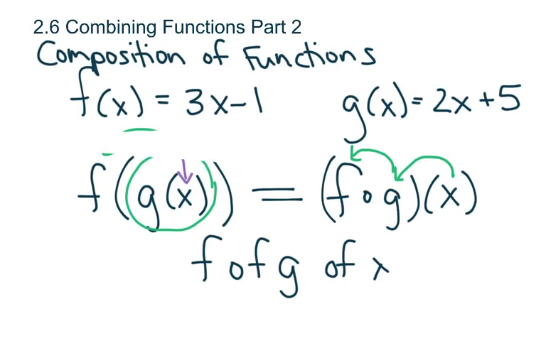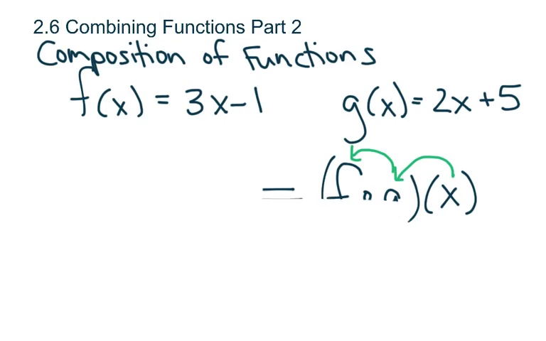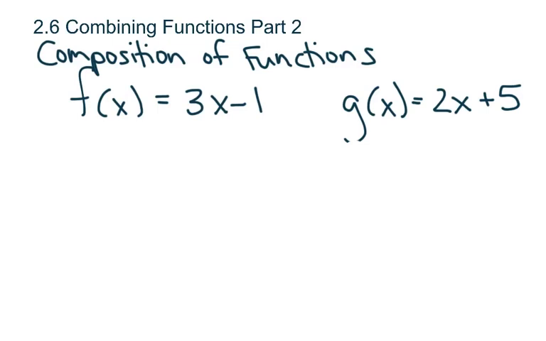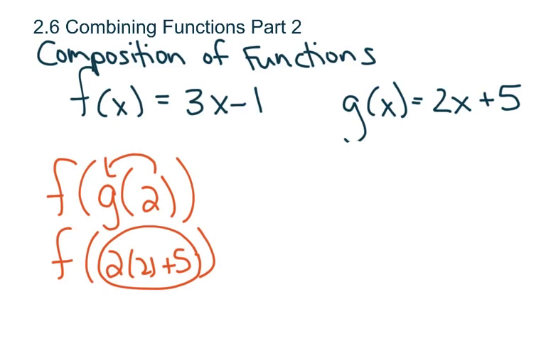Now, let's talk about this function here at the top. f of x is equal to 3x minus 1, and g of x is equal to 2x plus 5. I want to find f of g of 2. So the way this works is first I plug 2 into g. Well, here's g. I plug in 2 times 2 plus 5. And then I evaluate it. 2 times 2 is 4, plus 5 is 9.